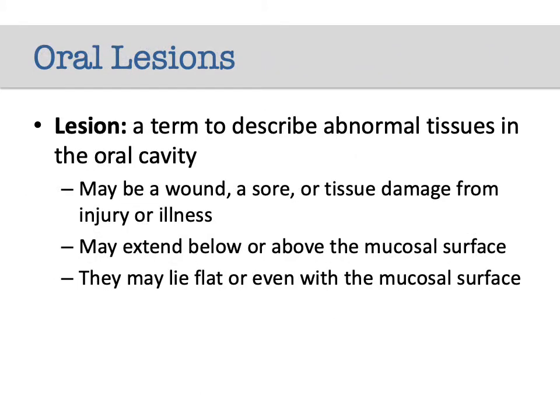We will now dive into looking at different types of oral lesions. A lesion is a term used to describe abnormal tissues in the oral cavity. It may be a wound, a sore, or tissue damage from an injury or illness. It may extend below or above the mucosal surface, or they may lie flat and even with the mucosal surface.